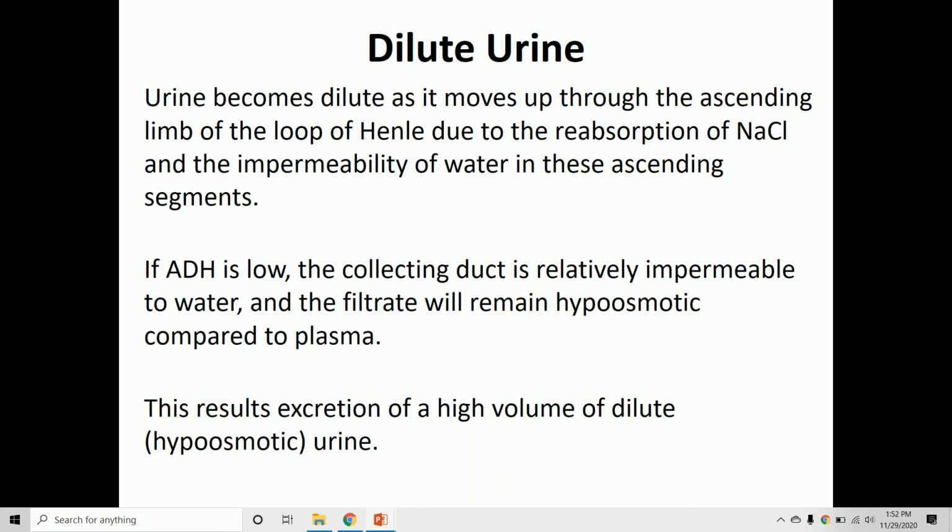Urine becomes diluted, as we've mentioned, as it passes through the ascending limb, due to the reabsorption of all of those ions without the reabsorption of water. In the absence of ADH, the filtrate that has now entered into the distal and then the collecting tubule won't really change, meaning that under these circumstances, we are going to produce diluted or hypoosmotic urine.